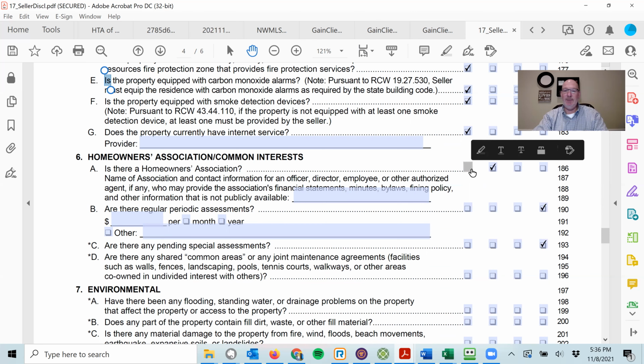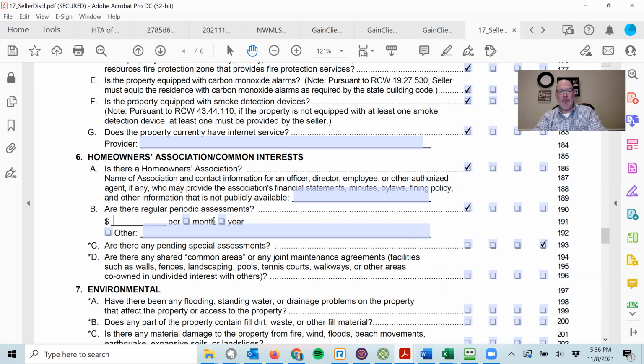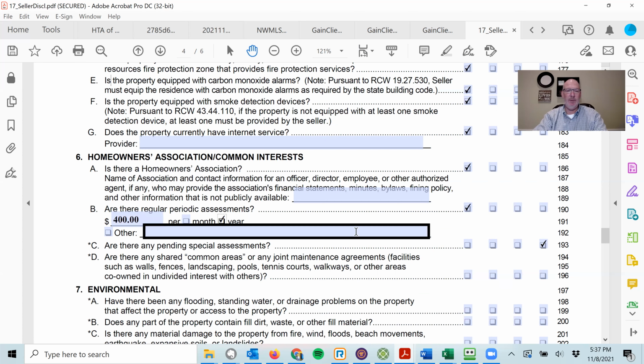If it's yes, we have an HOA, then they want to know, do you know the name of it? And then you type that in. Are there periodic assessments? Then the answer would be yes, because we pay $35 a month or $280 a month or $400 a year, whatever it is, right? My home, we live in a development and we pay like $400 a year for maintenance of the common areas, right?